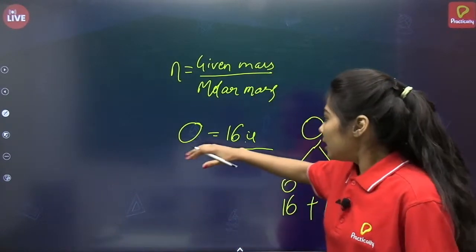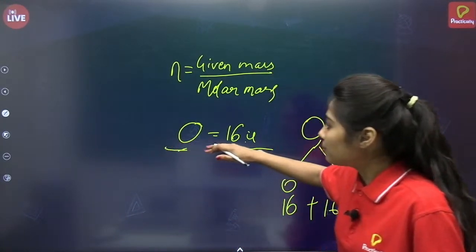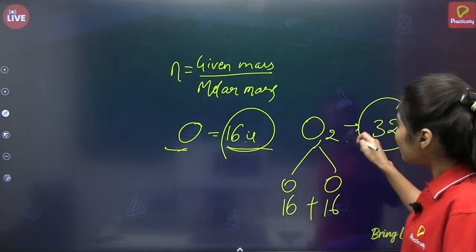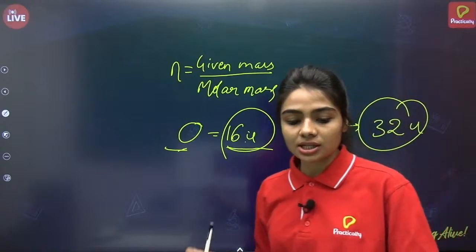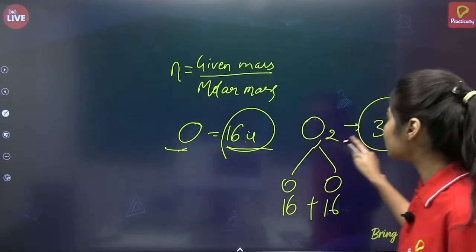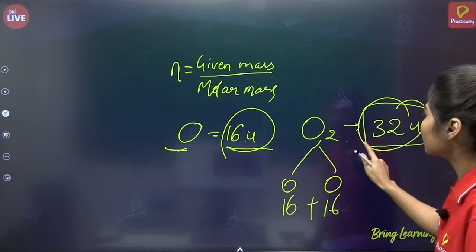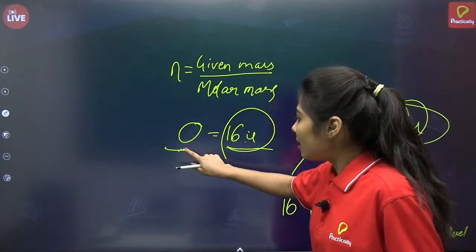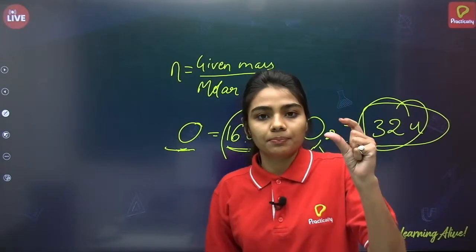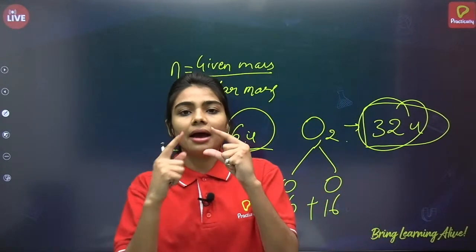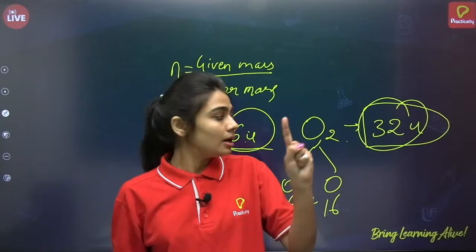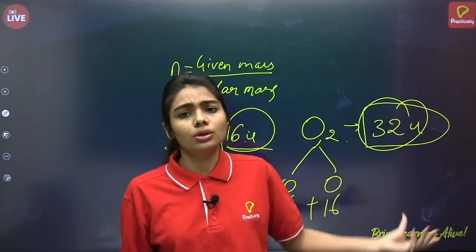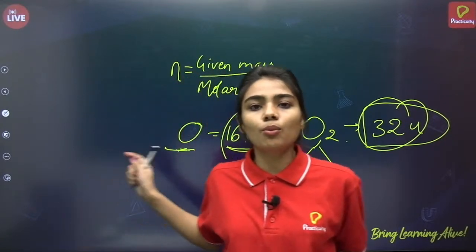If I am talking about atom, then the mass is 16U. If I am talking about oxygen molecule, then its mass is 32U. What do you understand by this? That if I am talking about any atom, I am considering only one atom. And if I am talking about O2, then I am talking about the molecule. Now what about molar mass?